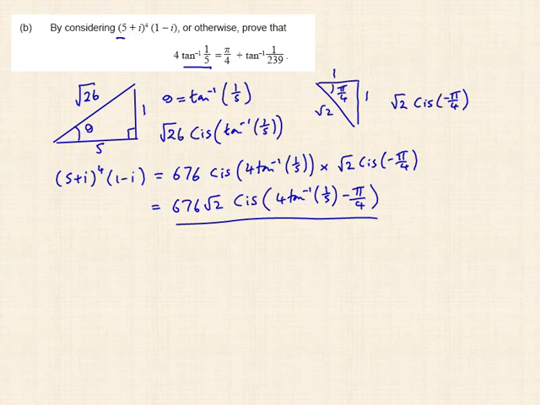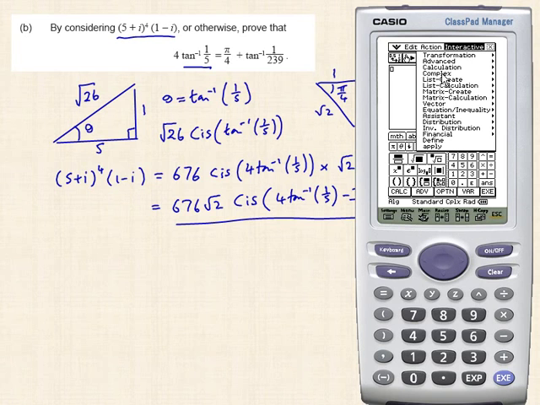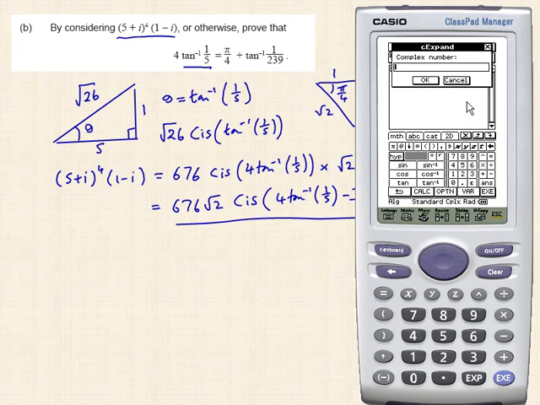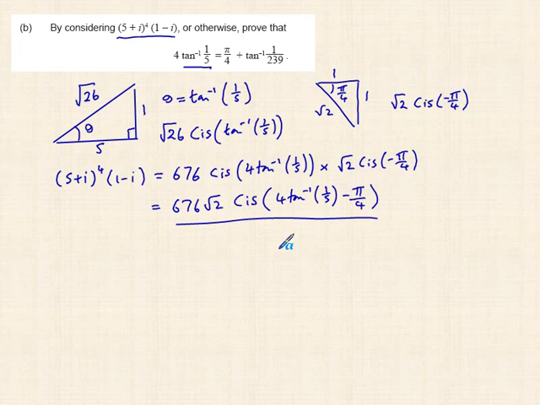Now let's come at this another way by expanding this. We can use the calculator to do this, just need to make sure that we're in complex mode. If we go to complex, there's a C expand function, and we'll put in there 5 plus I, it has to be this I here, to the power 4, and we'll multiply that by 1 minus I, and we get this, 956 plus 4I.